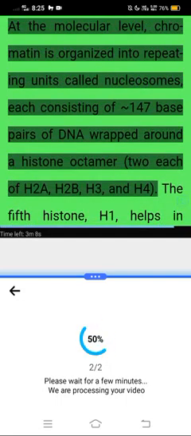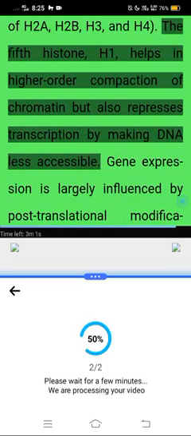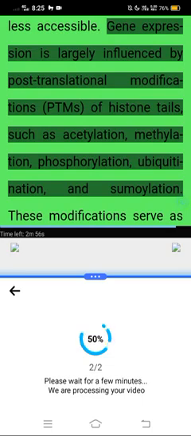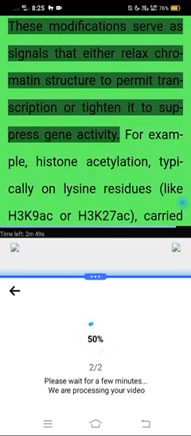At the molecular level, chromatin is organized into repeating units called nucleosomes, each consisting of approximately 147 base pairs of DNA wrapped around the histone octamer, two each of H2A, H2B, H3, and H4. The fifth histone, H1, helps in higher order compaction of chromatin but also represses transcription by making DNA less accessible. Gene expression is largely influenced by post-translational modifications (PTMs) of histone tails, such as acetylation, methylation, phosphorylation, ubiquitination, and sumoylation. These modifications are the signals that either relax chromatin structure to permit transcription or tighten it to suppress gene activity.